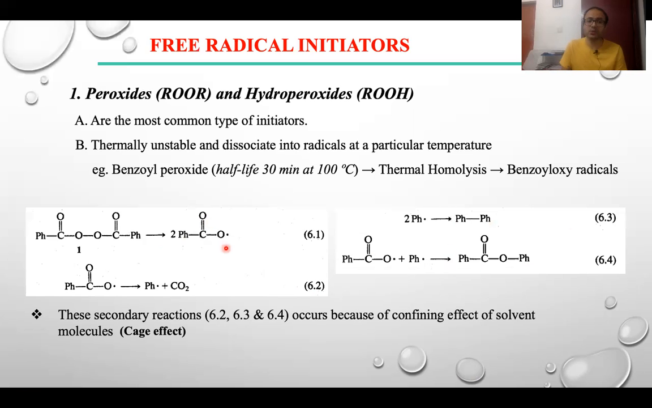Now, the reason why these side reactions happen is the confinement effect of the solvent molecules. What do you mean by the confinement effect of the solvent molecules? As this particular term itself suggests, the solvent is trying to confine these radicals into a cage. So the solvent itself forms a cage around these radicals. Because of that, what happens? These radicals are trapped inside the solvent cage.